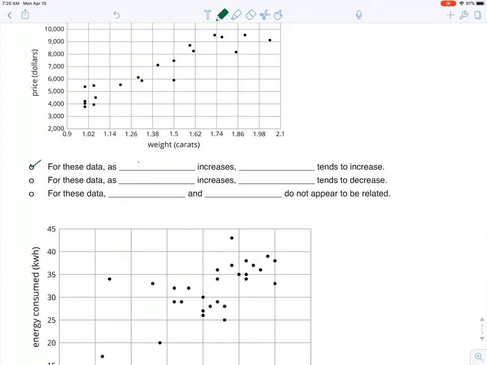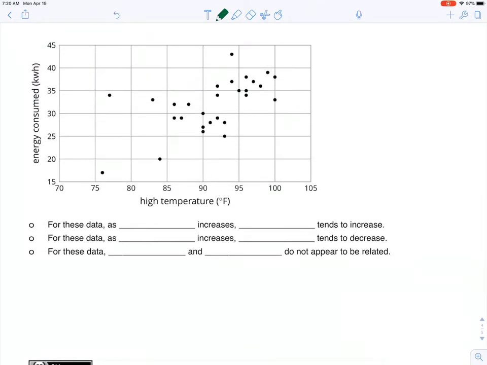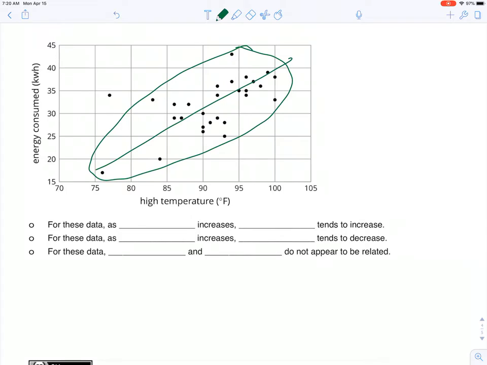This one, as the weight of the diamond increases, the price is going to increase. Bigger the diamond, bigger the price tag. Now for this one's a little bit looser. However, if I was to draw a line of best fit, I'm going to put these together and draw a line through them. And as you can see, that line is increasing. So I'm gonna pick this first one.